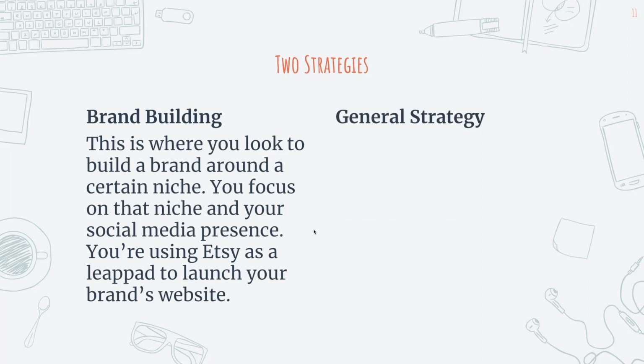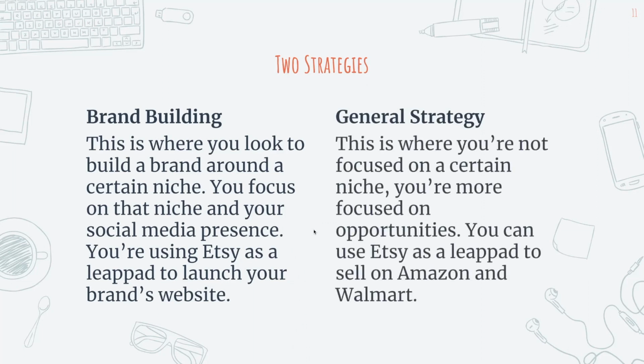And then the next one is the general strategy. This strategy is where I expect most people to go. This is where you're not focused on a certain niche. You're more focused on opportunities. So you can use Etsy as a lead pad to sell on Amazon and Walmart.